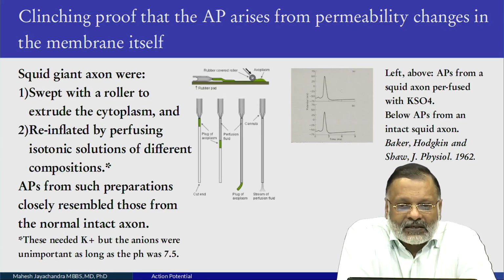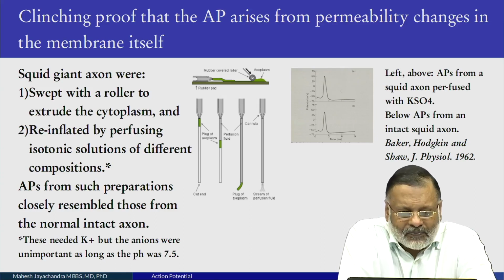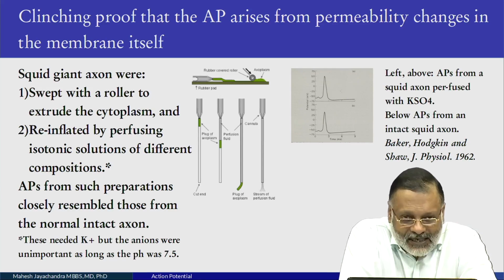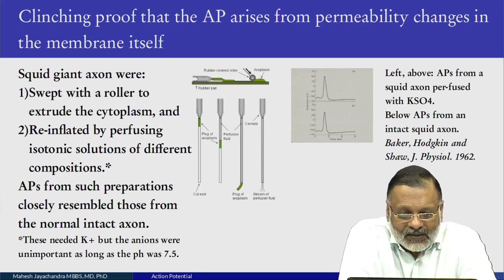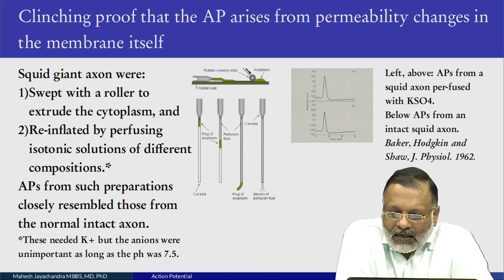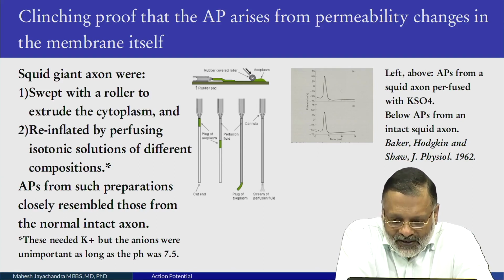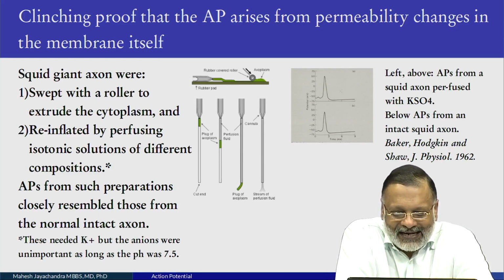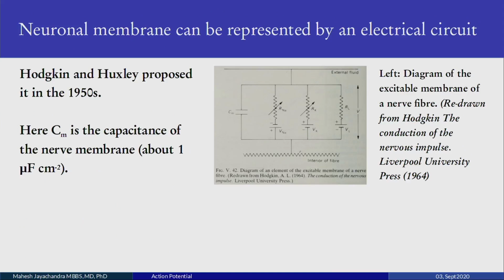So you can replace the intracellular fluid with a solution of potassium sulfate, and the action potentials look practically the same as with regular intracellular contents. On the right you see their data, where the top figure is action potentials from a squid axon perfused with potassium sulfate, and below are action potentials from the intact squid giant axon.